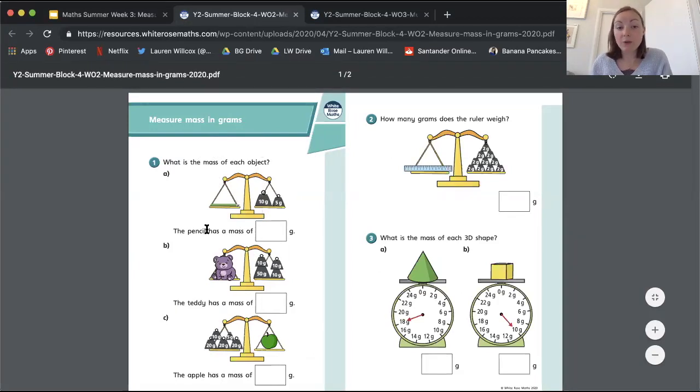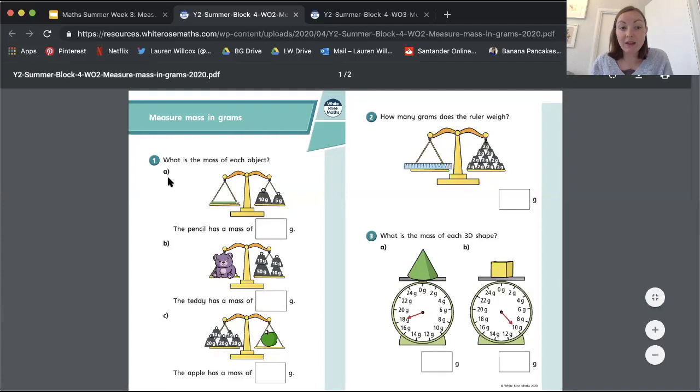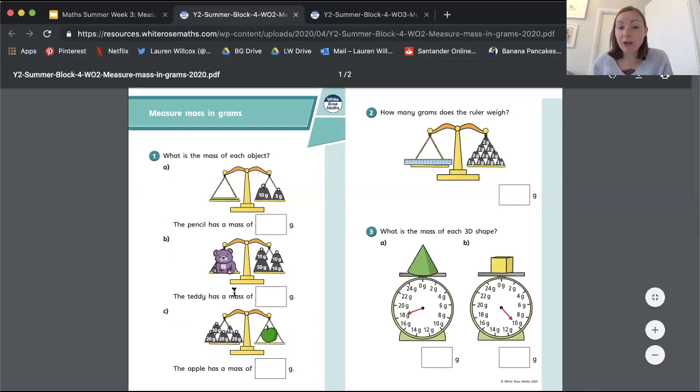So your pencil, the mass of the pencil, well, the pencil has a mass of 15 grams. So you can write that one in. Now, A is the same as B and C. So what you need to do is you need to have a look at your gram weights. You might want to write them down on your piece of paper. They're in tens. This one is a bit bigger than 10, and you can add them together.